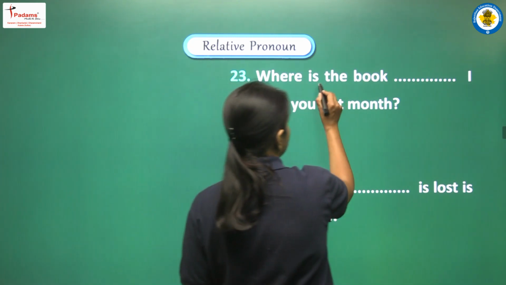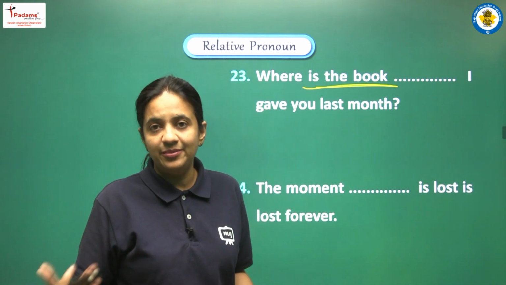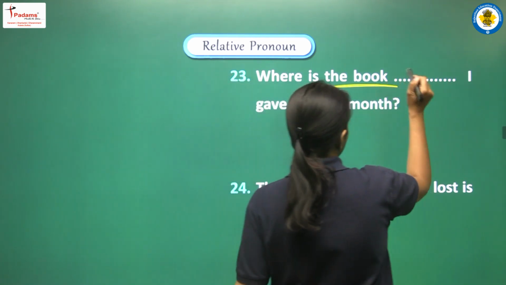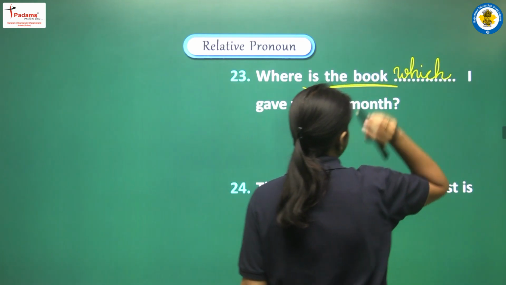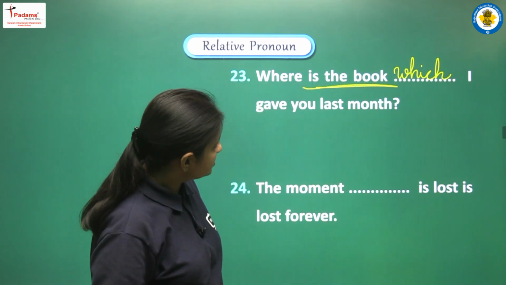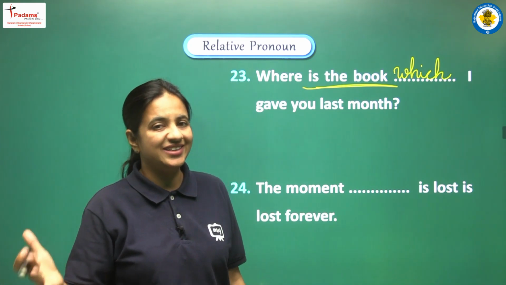Yes. Next sentence, where is the book I gave you last month. So here we have to use a relative pronoun for the book. Book, we all know it's an inanimate object. So for that we have to use which. And the sentence will be, where is the book which I gave you last month?